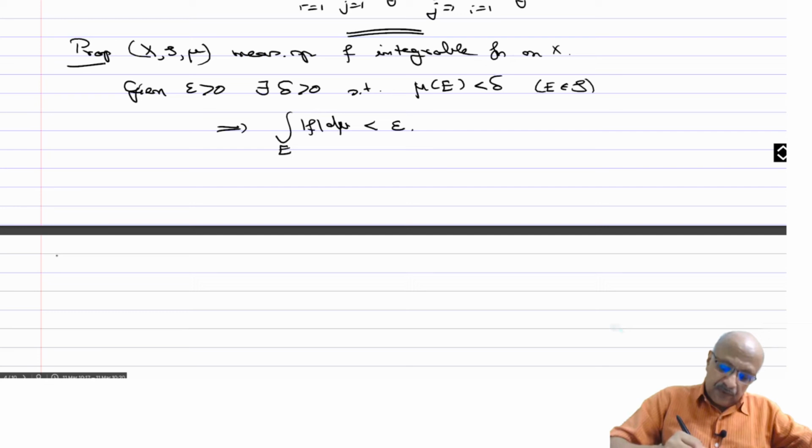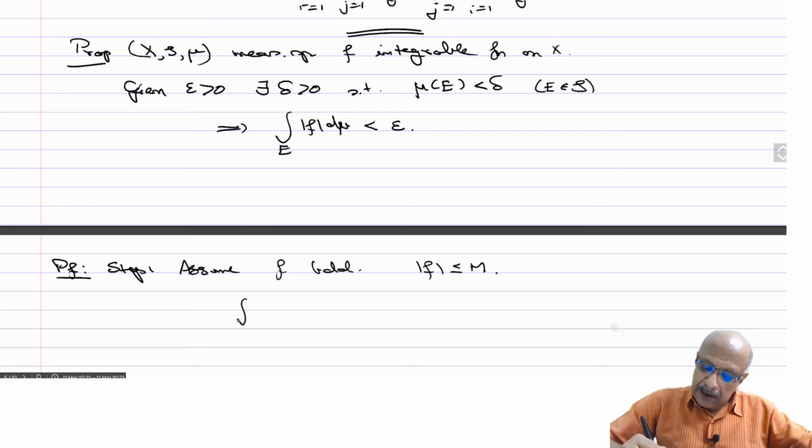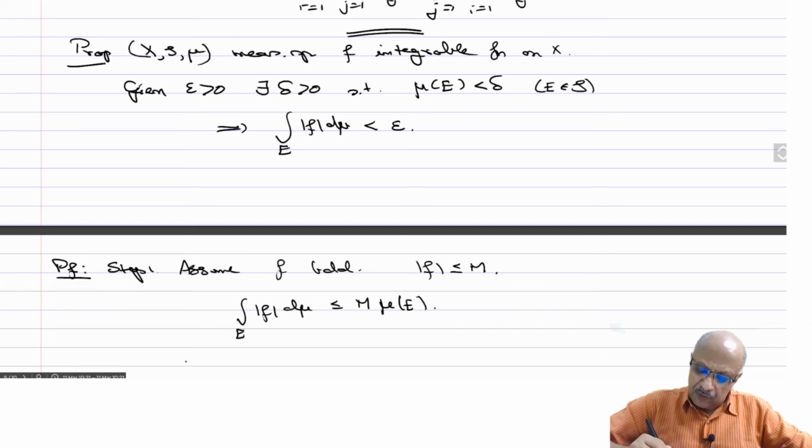Okay, so proof. Step 1, assume f is bounded. So mod f is less than or equal to some M, and therefore the integral over E of mod f d mu is less than or equal to M times the integral over E, and therefore that is just M times mu of E. Therefore if you choose delta equals epsilon by M, then we are through.